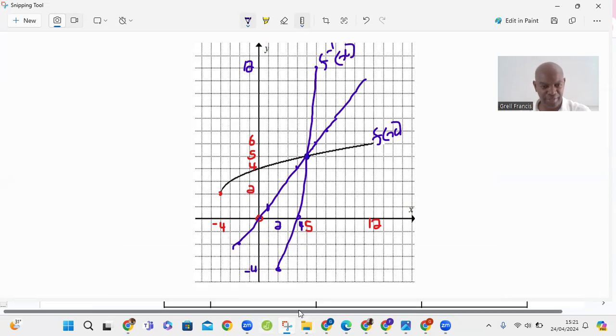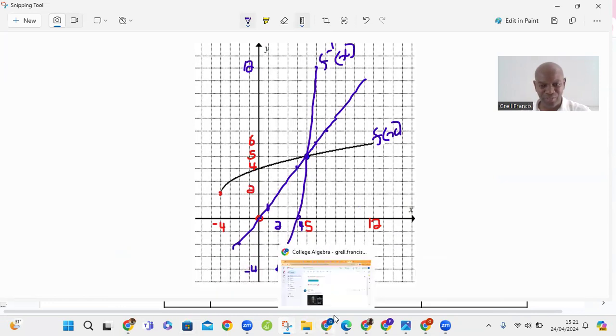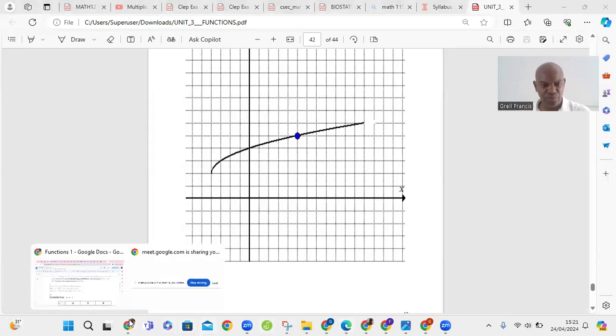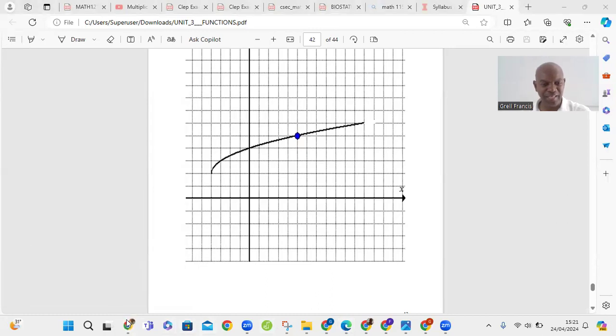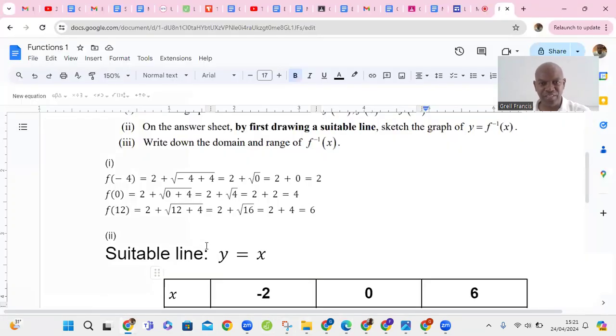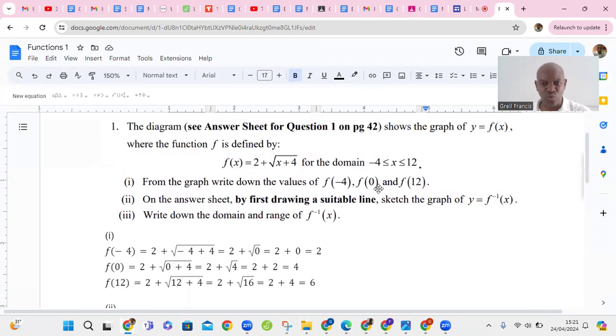from the whole idea. The domain of the function is the range of the inverse. The range of the inverse is the domain of the function. This function has a domain of -4 to 12. So the range of the inverse will be -4 to 12. Okay, the range of the inverse will be the domain of the function.